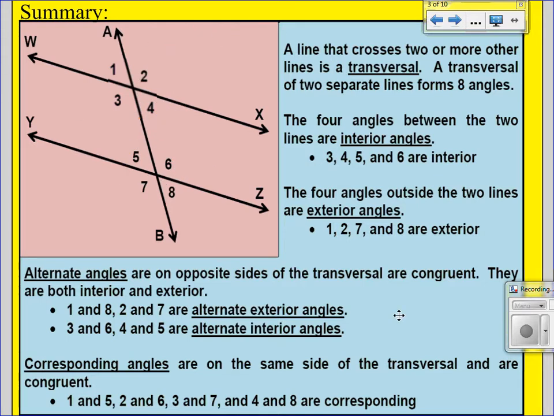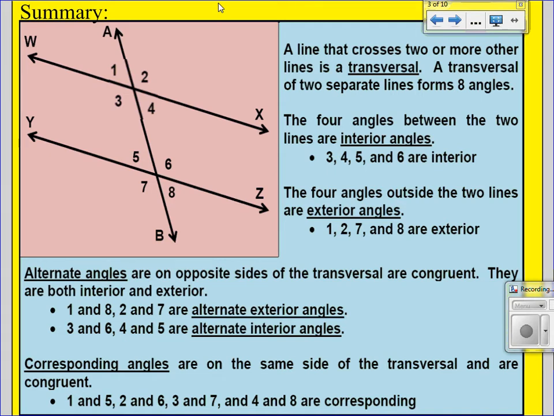The last thing we're going to look at on this slide is corresponding angles. So corresponding angles are on the same side of the transversal and are congruent. So 1 corresponds to 5, 2 corresponds to 6, 3 corresponds to 7, 4 corresponds to 8. If you watch, I'm going to take angles 1, 2, 3, and 4, and I'm literally going to shift them down. And look, they fit perfectly right over 5, 6, 7, and 8. So 1, 2, 3, and 4 just correspond to those bottom 4 angles, and they're exactly the same. So 1's equal to 5, 2's equal to 6, 3 to 7, and 4 to 8.